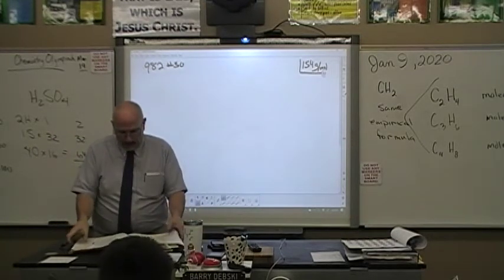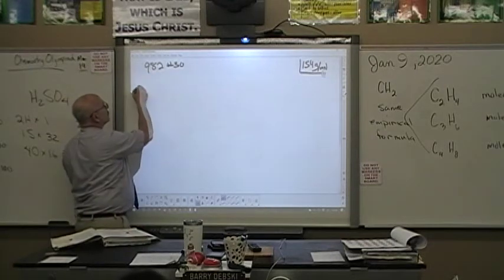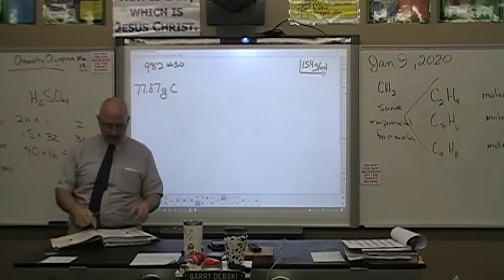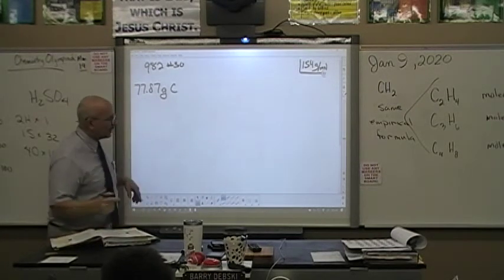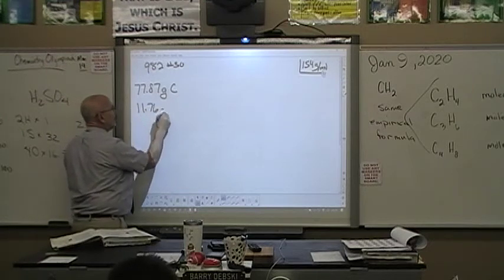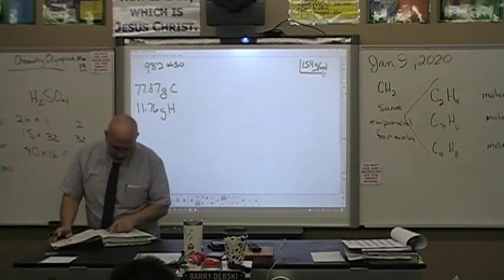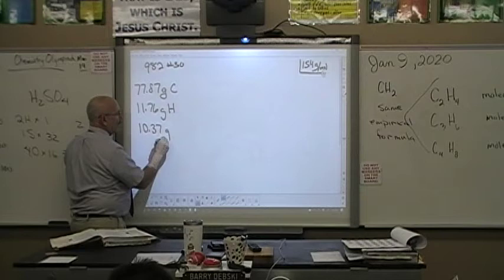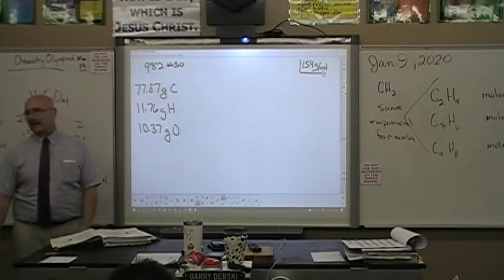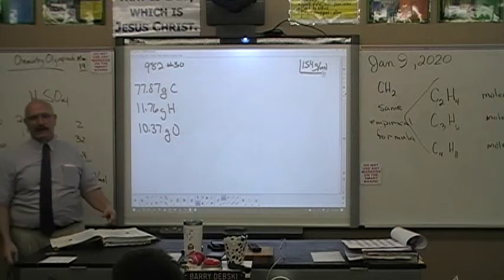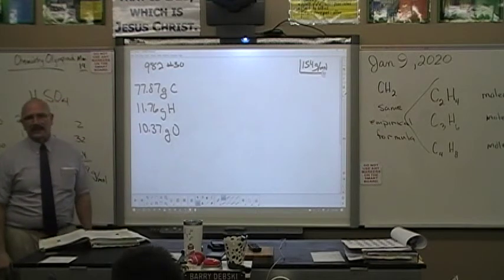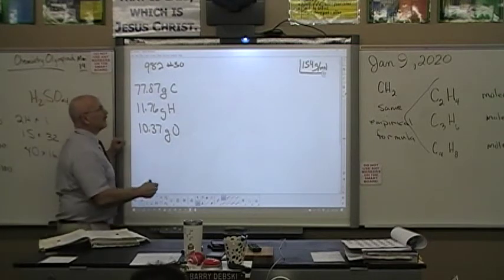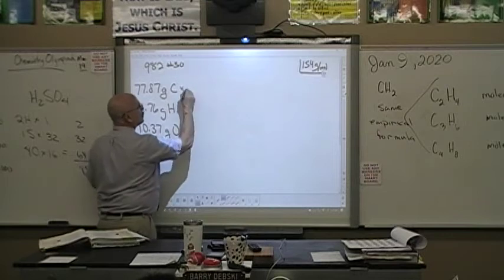Okay, what's my percentage composition? 77.87 carbon. And I'm just going to write down grams because I know the first step is always to change the percentages into grams. 11.76 on the hydrogen. And 10.37 on the oxygen. Notice there are millions of compounds that have these three elements in them. Seriously, just in your body and around us on Earth. Millions and millions of combinations of C, H, and O. So it says determine the molecular formula. We're going to start by doing exactly the same thing we just did. Change all of these into moles.